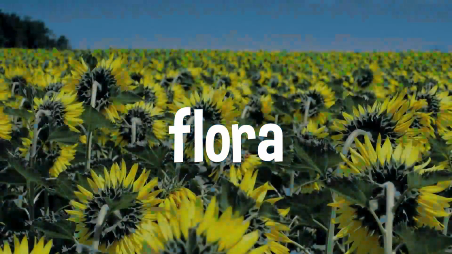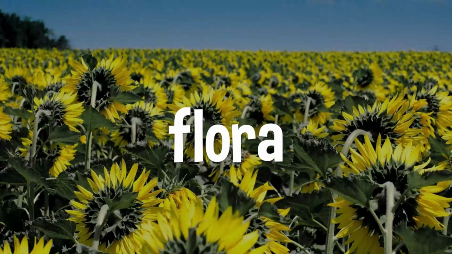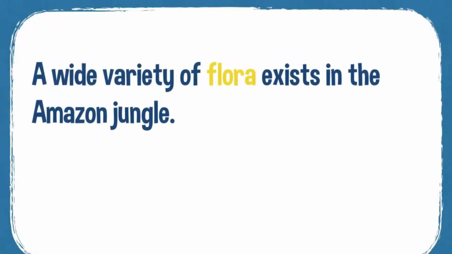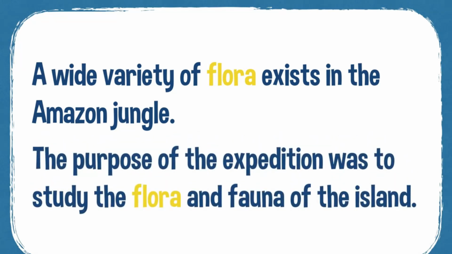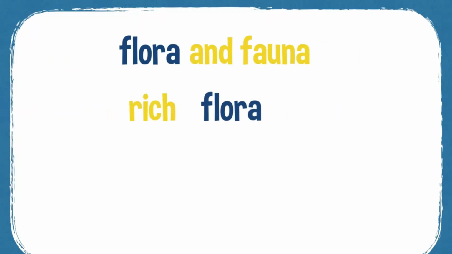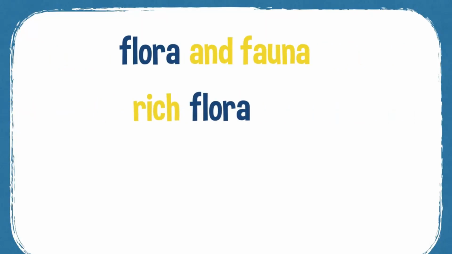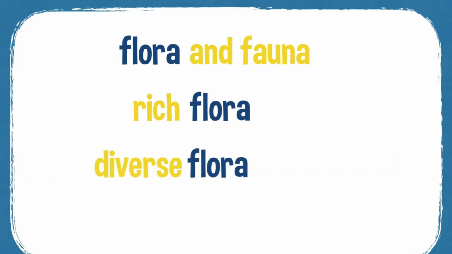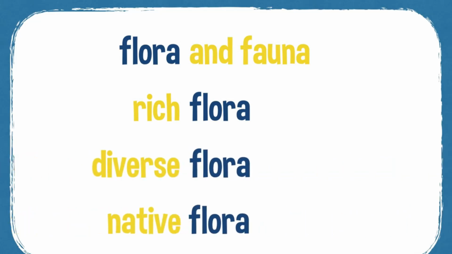And here's the other word, flora. Flora relates to plant life as opposed to animal life. So we can say things like a wide variety of flora exists in the Amazon jungle. The purpose of the expedition was to study the flora and fauna of the island. And some collocations: flora and fauna again. We often talk about a rich flora. There's lots of diverse plant species. Diverse flora, native flora.